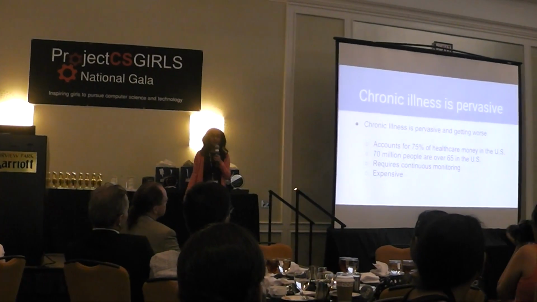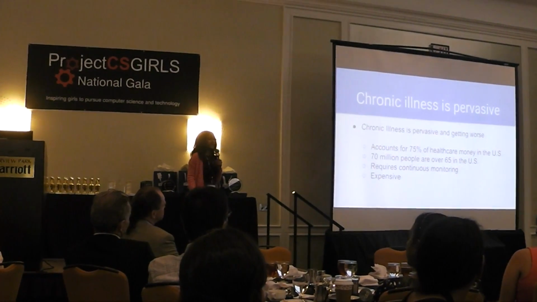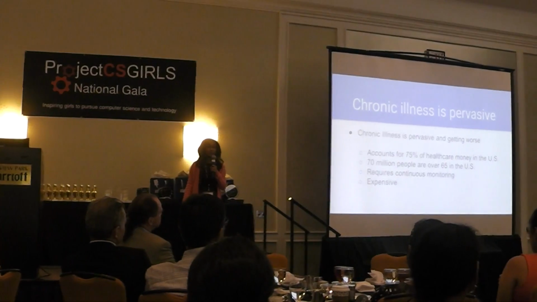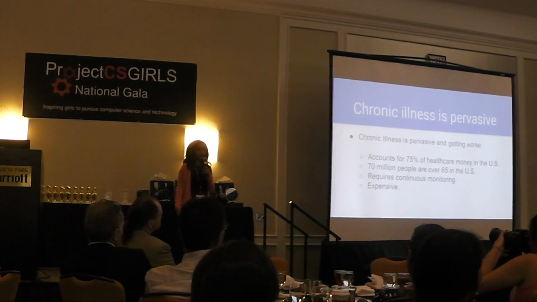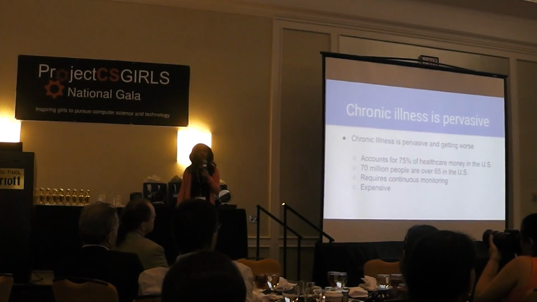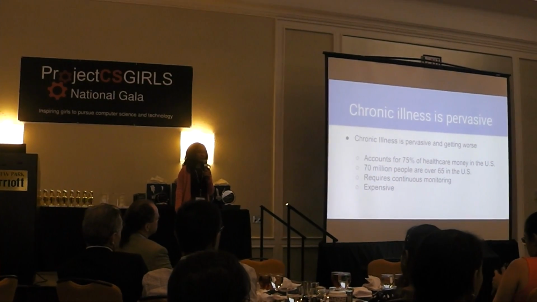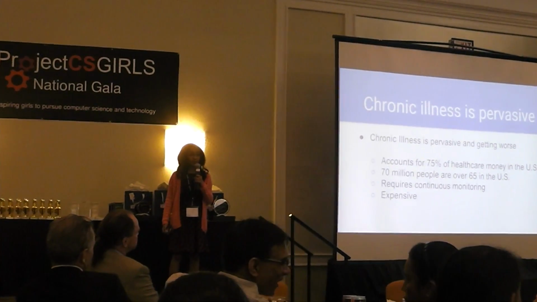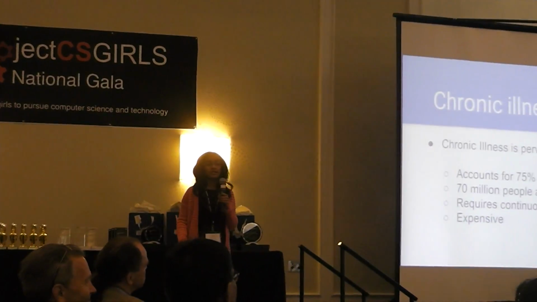Chronic illness is pervasive and getting worse. It accounts for 75% of the total money spent for healthcare in the US. Our population is aging, and 70 million people are over 65 in the US currently. This only means that this problem is going to continue to worsen in the future. Chronically ill patients require constant monitoring, usually in a hospital, and these frequent hospital visits can be very expensive.